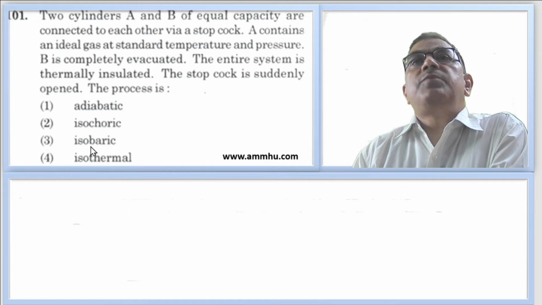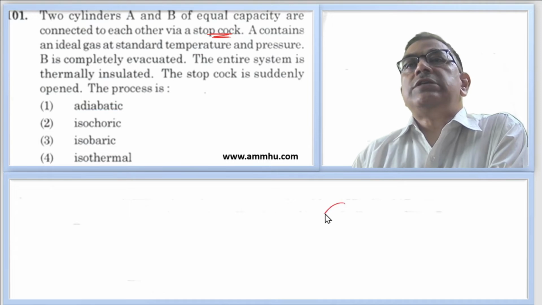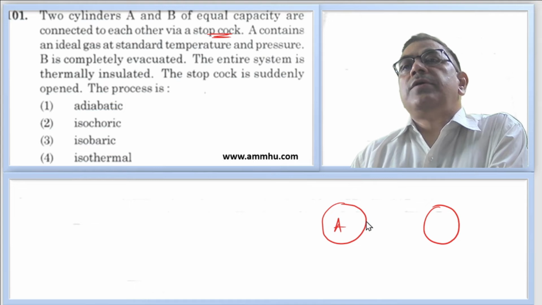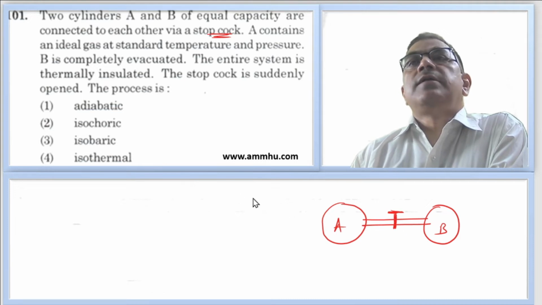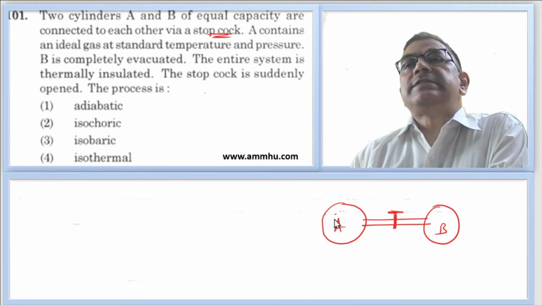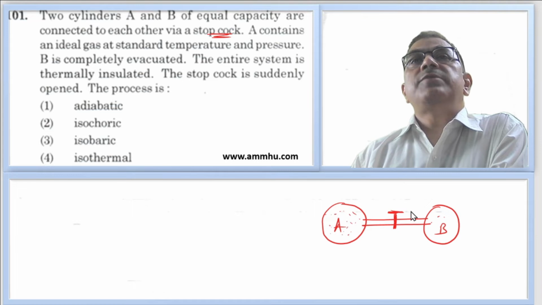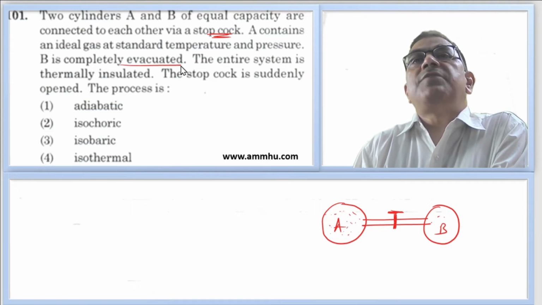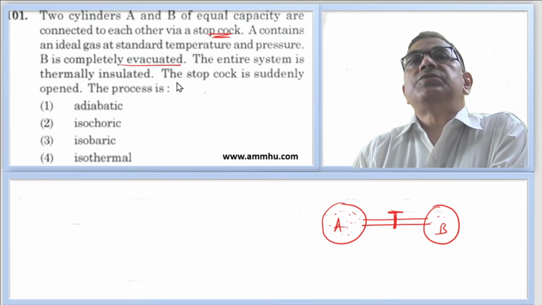See, over here we have two cylinders A and B, of equal capacity, connected to each other via a stopcock. Okay, so these are two cylinders A and B. These are connected via a stopcock. Is that right? So right now this is closed. All the gas is in ball A, and this ball B happens to be empty. This is completely evacuated. The entire system is thermally insulated.